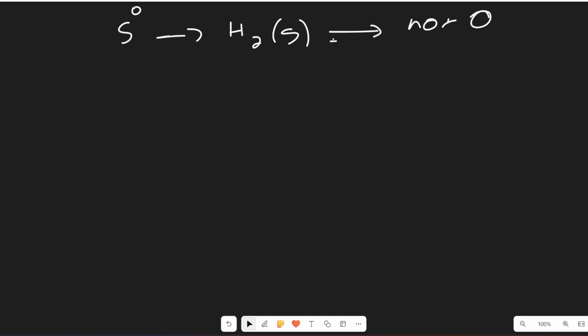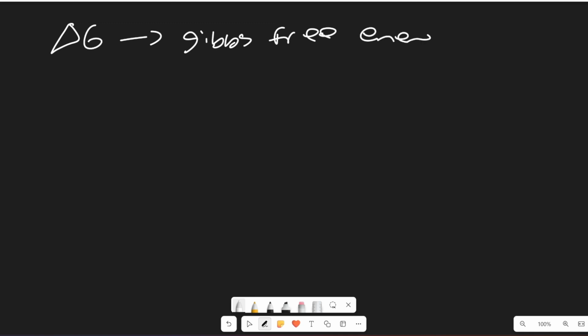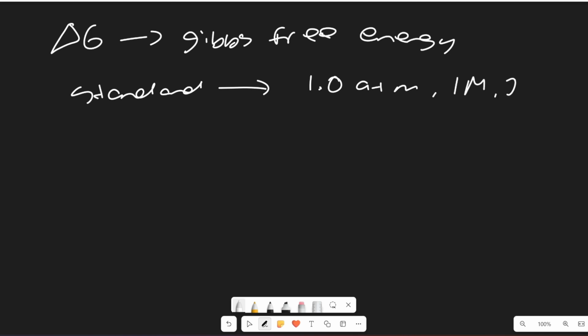So now let's get into the different formulas that we're going to go over. Essentially, delta G represents our Gibbs free energy, which is essentially the energy that is available to do work in the reaction. And reminder, when we're talking about Gibbs free energy and delta G, we want to be at standard conditions, meaning that all gases are at 1 atm and all solutions are at 1 molar, and we are at 298 Kelvin. So standard temperature and standard concentrations for our species.